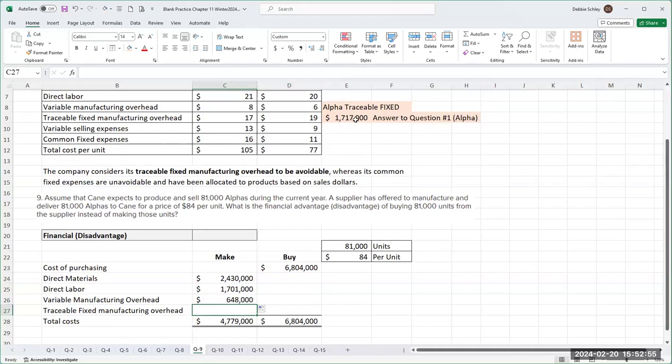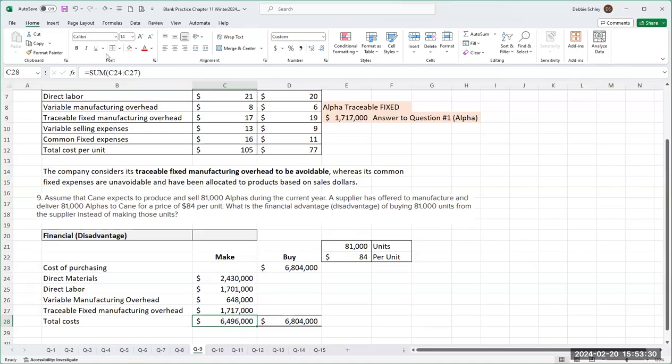So again, this is from question 1. This was my total traceable fixed for alpha. So even though they're talking about 81,000 units here, if I times 81,000 times that 17, I'm going to get the wrong answer because we have to go back to the original total, because it is a total fixed cost that stays the same no matter how many units we produce and sell. So this equals this one.